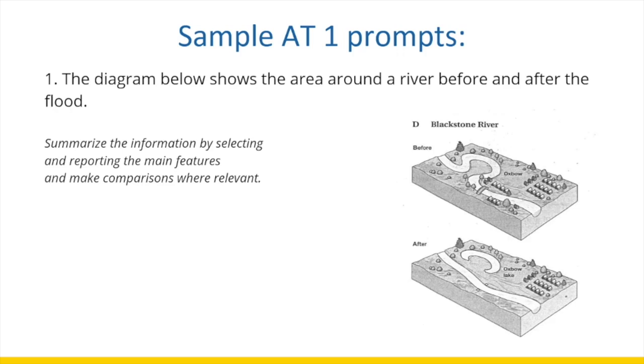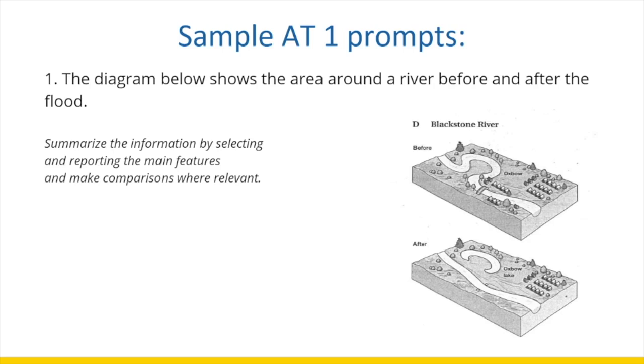Okay guys, so here we have our sample academic task 1 diagram prompt, and I'm going to go ahead and read it for you. The diagram below shows the area around the river before and after the flood. Again, you see this diagram and you see 2 pictures. It says Blackstone River, and you have before and after. So you see there are some changes, and I feel like those were not very positive changes, but this is your task, to identify what happened and describe what happened in this diagram.